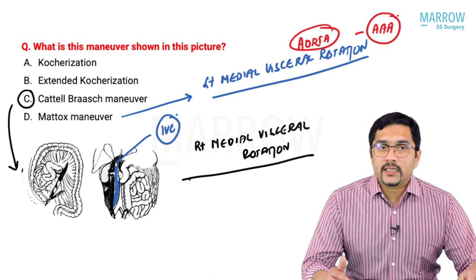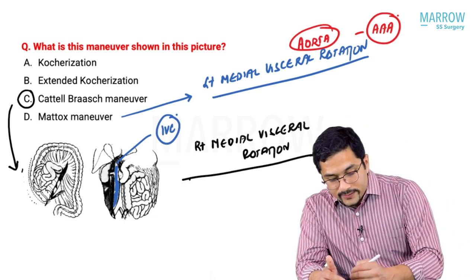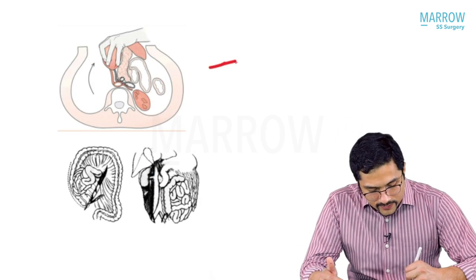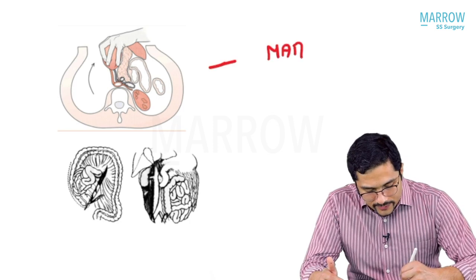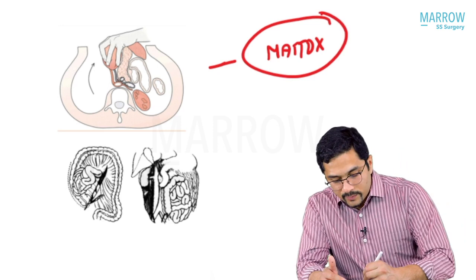Kocherization, you know, is mobilization of the duodenum, right? So these maneuvers you should know for the exam. So this one here is Mattox, which is left medial visceral rotation, and this one is Cattell-Braasch, which I just explained to you.